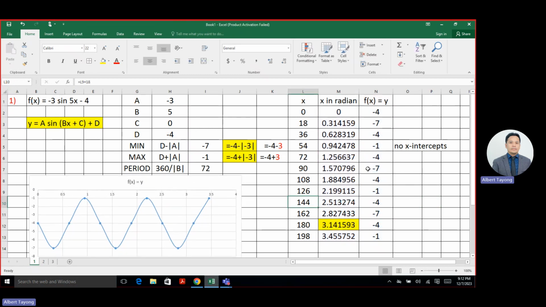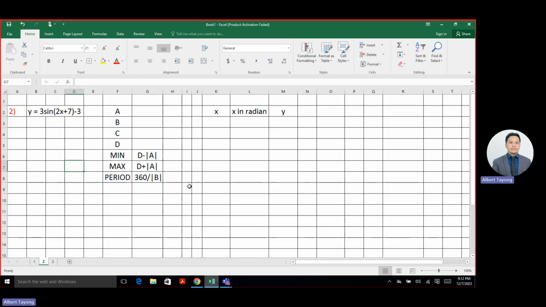Right, so I guess this one is very easy. I want you to keep on watching this particular video. Try to rewind, pause, and forward if you want to learn better. For number 2, we have here our function where we have complete A, B, C, and D. So our A is 3, our B is 2, C is 7, and our D is -3. So we have 3, 2, 7, -3.